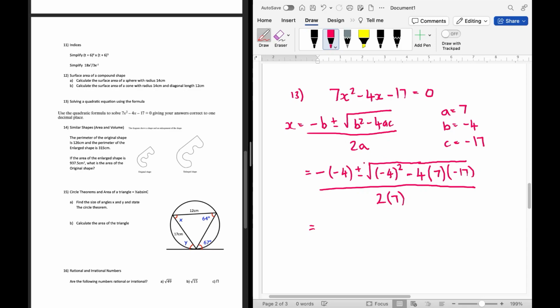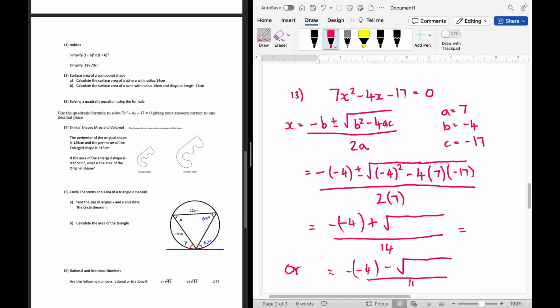You're going to put it once into your calculator with minus 4 plus all that nonsense divided by all that nonsense, 14, 2 sevens. And then that will give you one answer, or you're then going to do minus 4 minus all that and get a different answer.